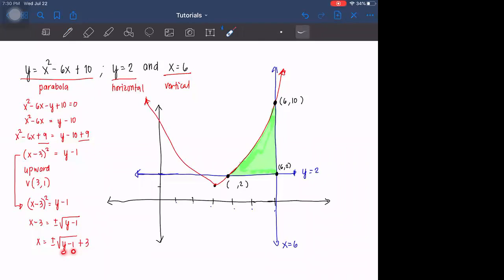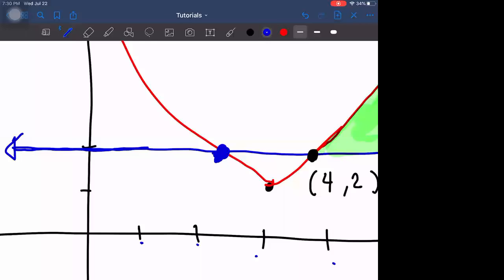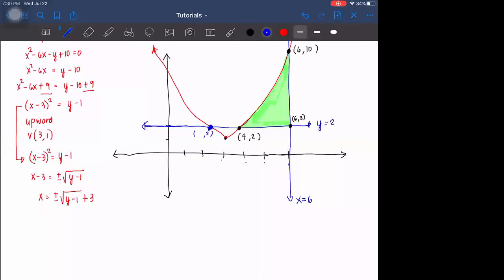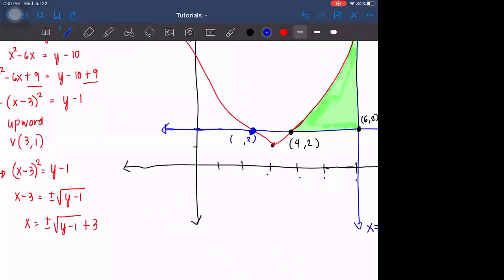So if y is equal to 2, this is 2 minus 1, that's 1. The square root of 1 is 1, plus 3, so 4. So this point here is 4. Now the point on the other side. What is given here, x or y? y is also 2. So what is its x?